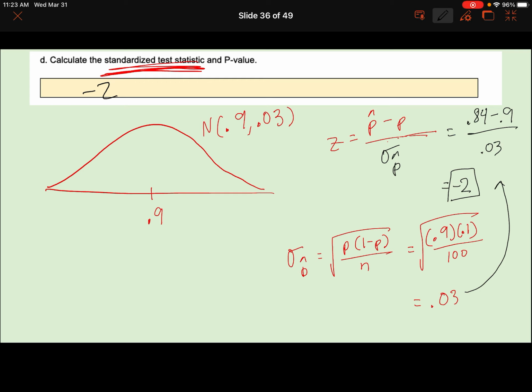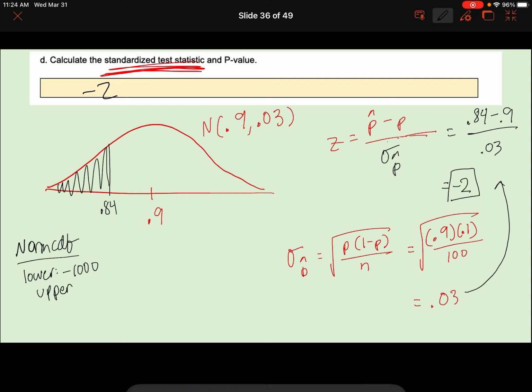Now to find our p-value, there are two ways we can do it. One way is using normal CDF. Let me actually sketch in our picture here too. We're looking for 0.84 or more extreme than that, or less. So my lower is going to be a negative huge number. For the upper, I'm actually going to use the z-score of -2. For the mean, I'm going to keep that at 0, and the standard deviation at 1.